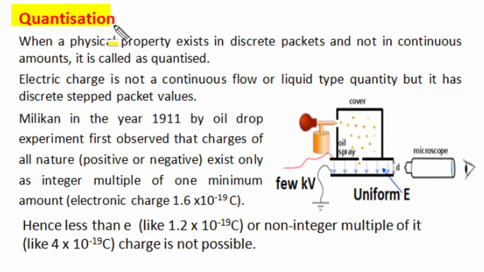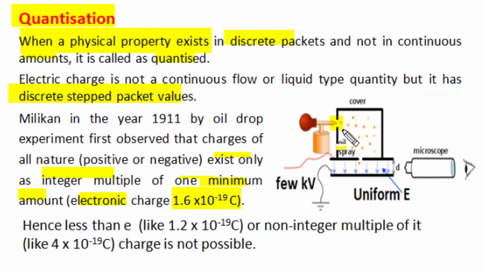Another fundamental property of charge is quantization. When a physical property exists in discrete packets and not in a continuous manner, it is called quantized. So charge is quantized. Electric charge is not a continuous flow like a liquid-type quantity, but it has discrete step packet values. Millikan, in his famous oil drop experiment in the year 1911, observed that charges of any nature, whether positive or negative, exist only as integer multiples of one minimum discrete amount, that is the electronic charge, and numerically it is 1.6 into 10 to the power minus 19 coulomb.